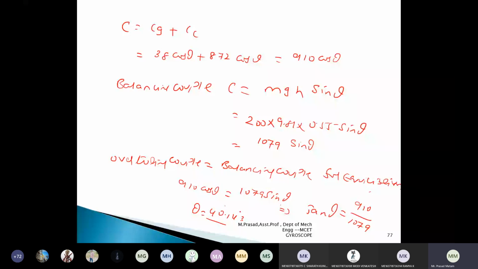So this is the angle where I can maintain the vehicle in equilibrium. If I tilt the vehicle by 40 degrees only, at that angle only it is in equilibrium. If it is less than 40 or more than 40, it is no more in equilibrium. Then only this is in equilibrium.